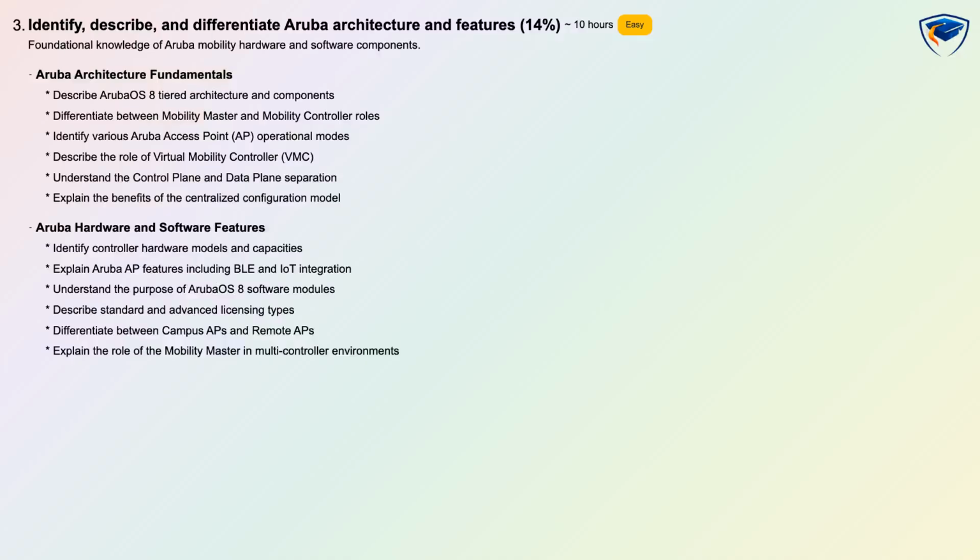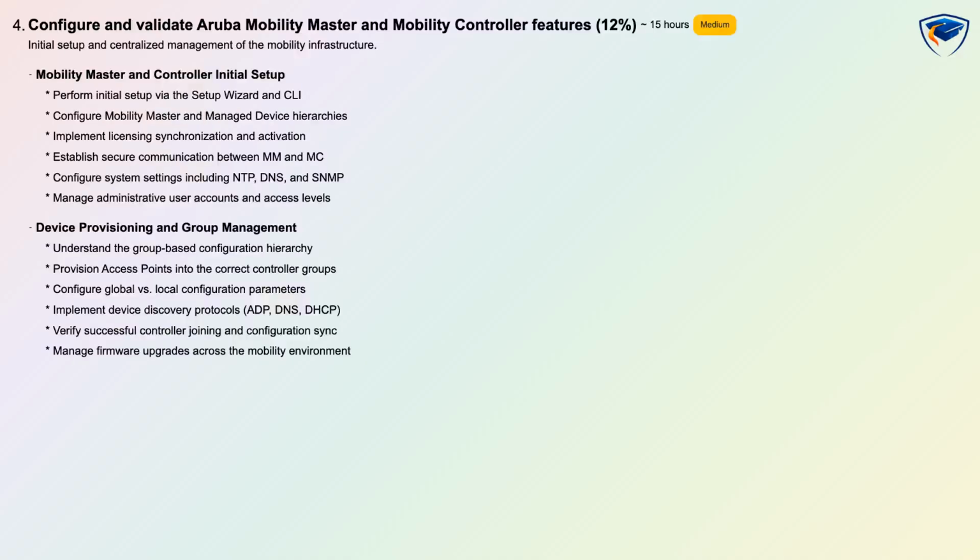remote APs. Configure and validate Aruba Mobility Master and Mobility Controller features is 12%, medium difficulty with roughly 15 hours of study and a hands-on plus conceptual assessment. Expect to perform initial setup using the setup wizard and CLI, configure and manage device hierarchies, implement licensing synchronization and secure communications, and set system services such as NTP, DNS, and SNMP.